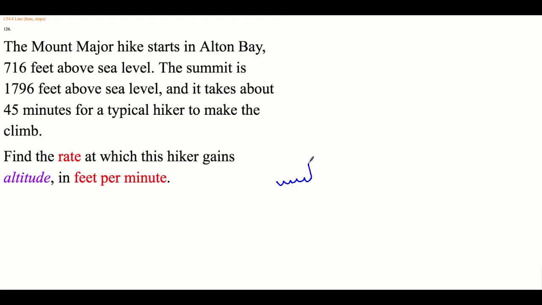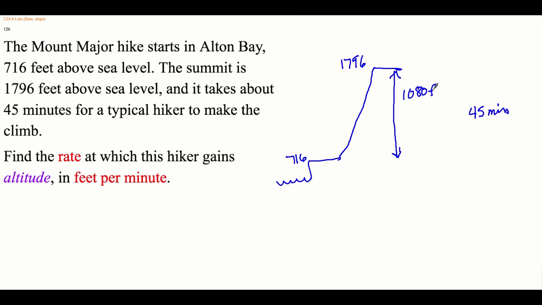Hiking Mount Major, I start by drawing a picture. You have 716 as your altitude at the base level, and 1,796 is where you are. So you're going to rise a total of 1,080 feet, and it takes you 45 minutes to do it. So how fast is your altitude going?